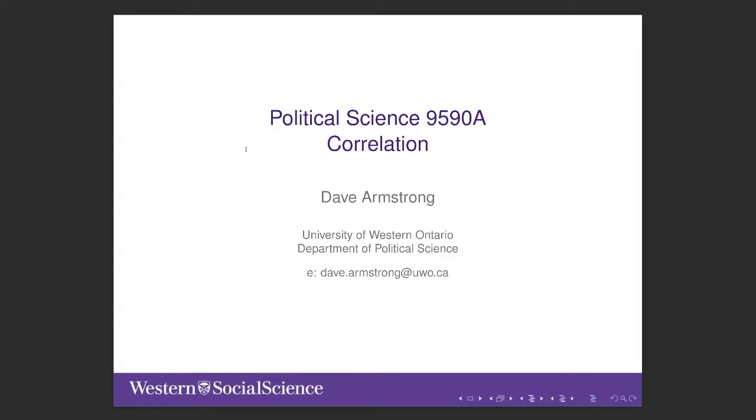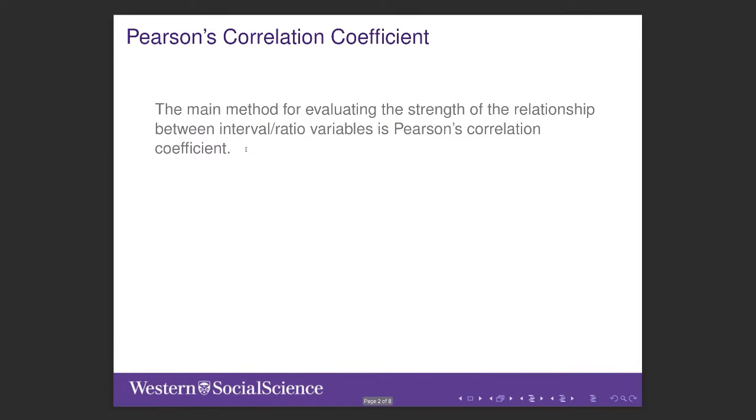Today we're going to talk about relationships between continuous variables and the Pearson correlation coefficient. The main tool for evaluating relationships between two continuous variables is the correlation coefficient.